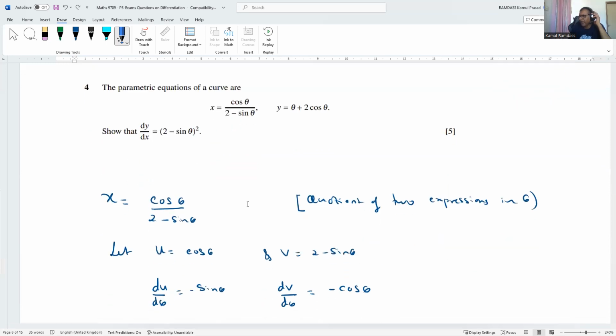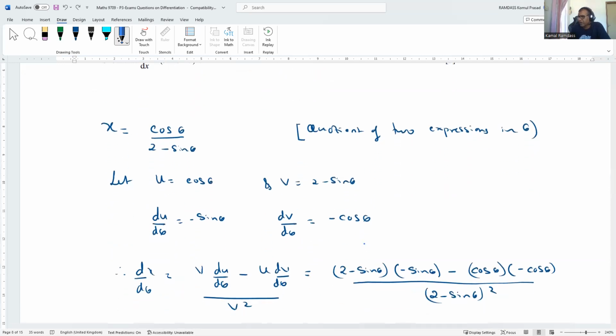Bon, x is equal to cos de theta divided by 2 minus sin de theta, c'est un quotient of two expression in theta. Most here is a quotient rule. Let u is equal to cos de theta, and v is equal to 2 minus the sin de theta. Du by d theta is equal to minus the sin de theta, and dv by d theta is equal to minus cos de theta. Differentiation of sin, c'est cos. Differentiation of cos, c'est minus the sin.